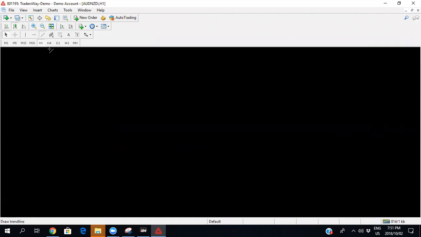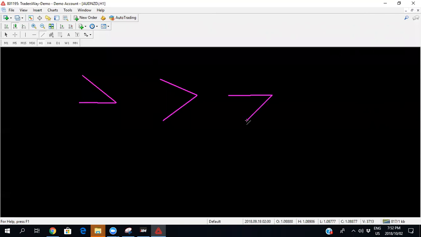I would like us to talk about a triangle quickly with the falling wedge. Triangles and falling wedges, they look the same, but they're not the same. You have three types of triangle. You have the descending triangle, and then you have the ascending triangle, then you have the symmetrical triangle.